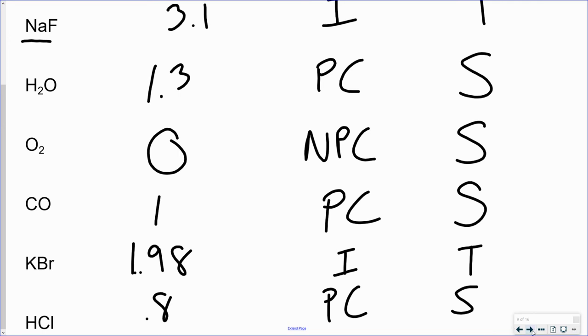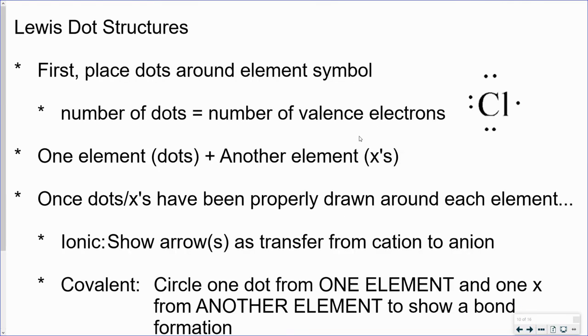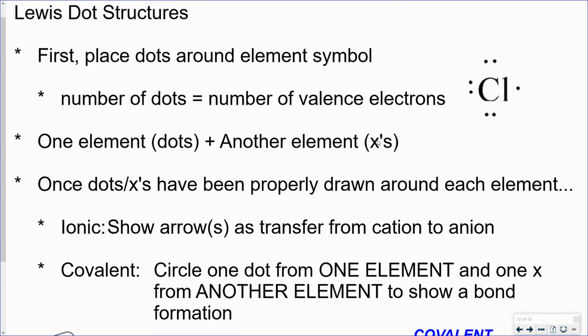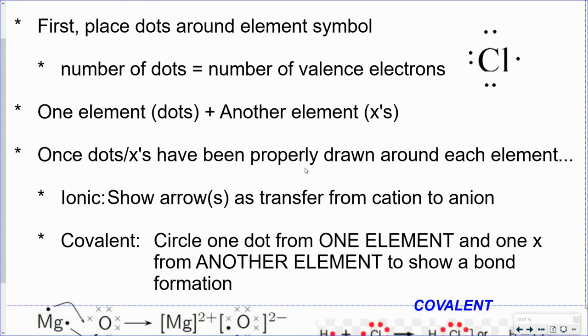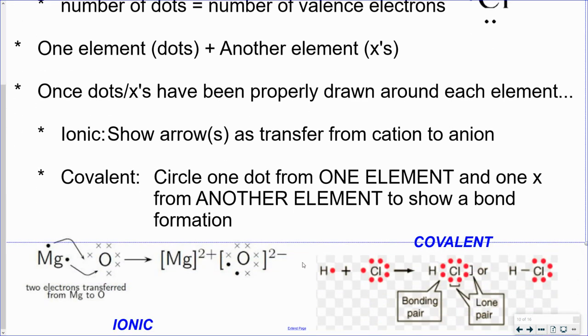So, I hope that you did well on those. Moving forward, Lewis dots, I do the dots for both. You can do the X's and the dots, that's fine. It is a way that you can kind of see it, and you can see which ones were transferred in and which ones were not. Covalent, we're going to circle one dot from each of the elements.